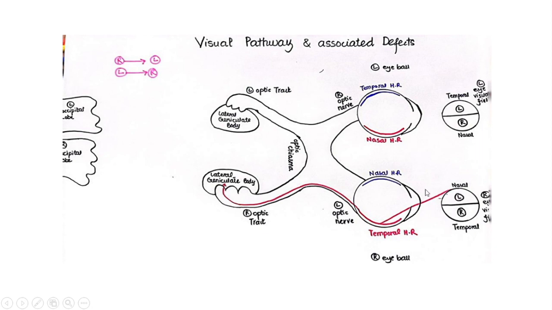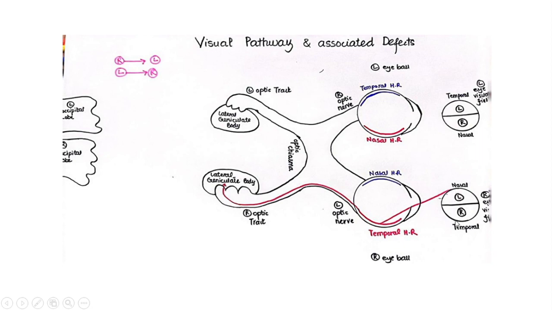Okay, I am repeating it: if the light rays come from the superior part of the right eye's visual field, they strike the inferior part of the retina. So if there is damage of the inferior retina or inferior retinal fibers along the pathway, this is going to cause the defect in the superior part of the visual field.